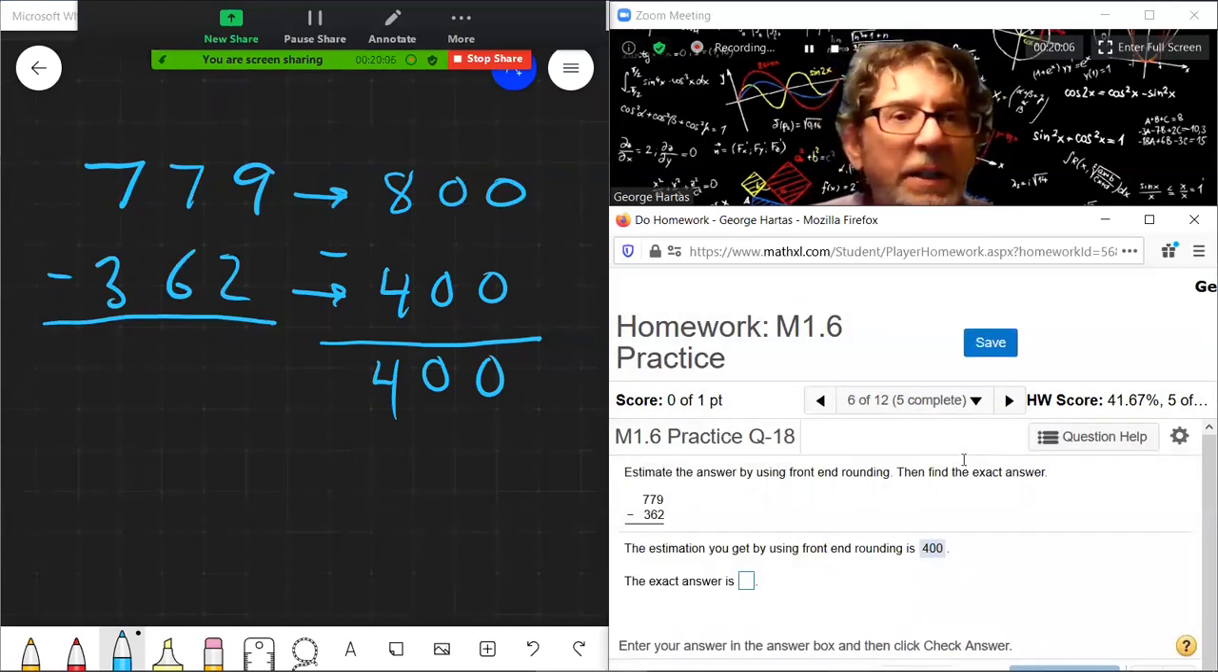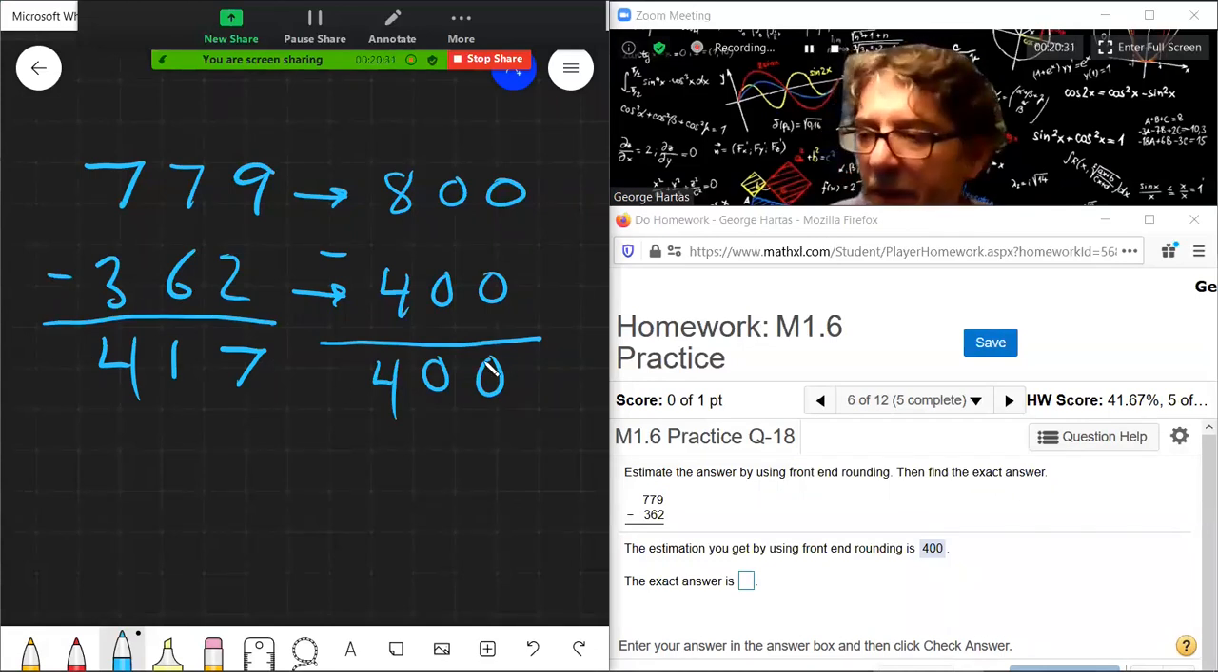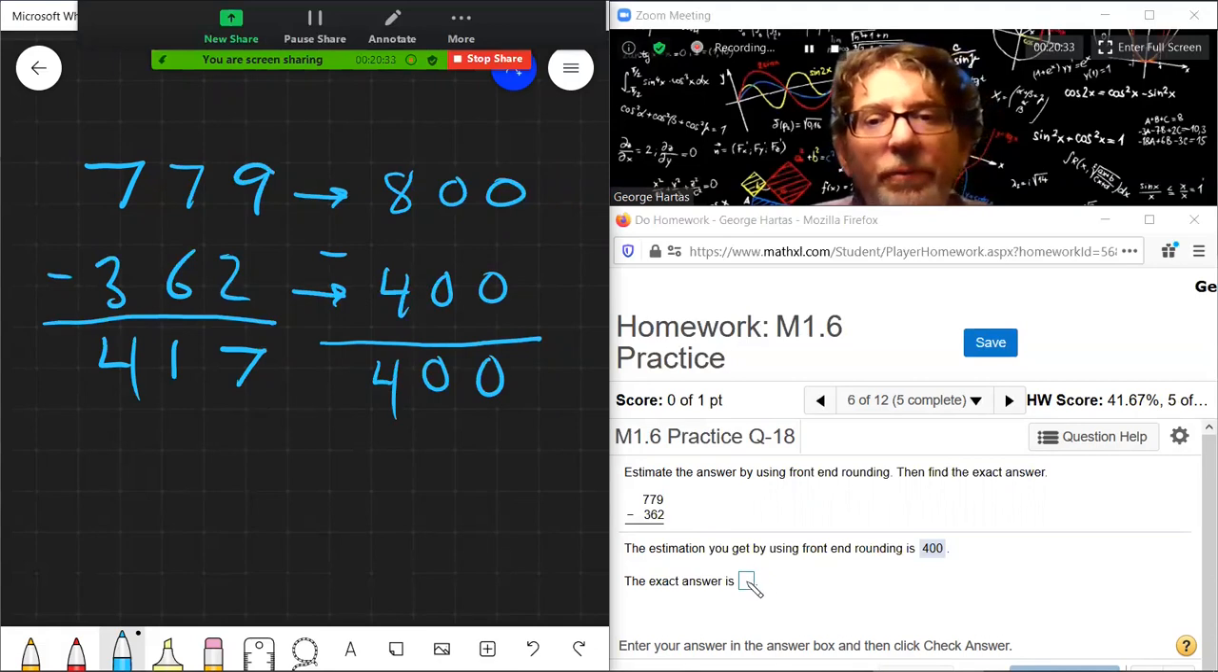Now they want the exact answer, which is over here. 9 minus 2 is 7. 7 minus 6 is 1. 7 minus 3 is 4. So as you can see here, if we were talking dollars of car payment or whatever per month, this would be the estimated rough answer, and this would be the exact answer. All right, so 417.